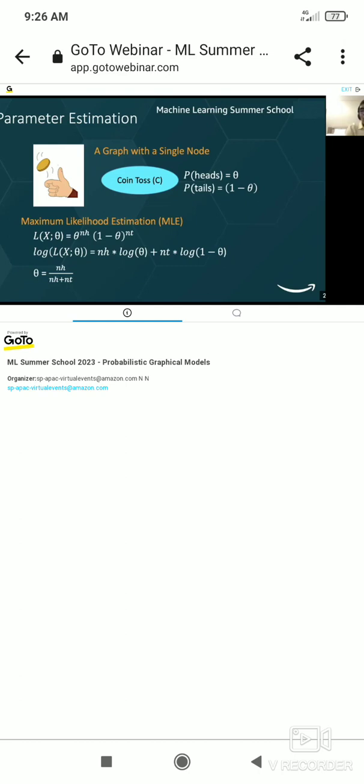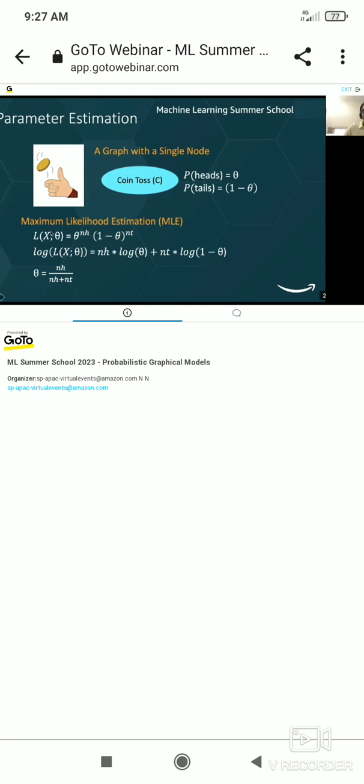So now, how would you really estimate this particular theta? Theta is the parameter here of interest that we are yet unaware of, and you would like to estimate. So this is fairly straightforward. You would toss the coin n times, and then in those n trials, you would perhaps notice that there are nh times heads occurring and nt times tails occurring.